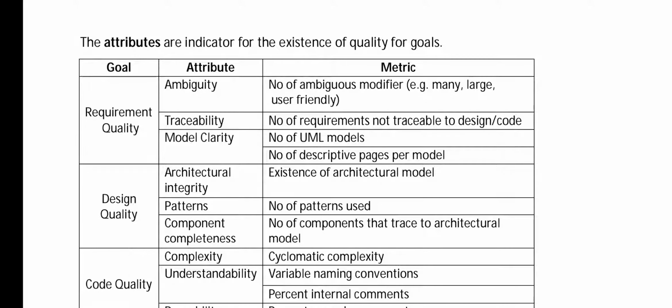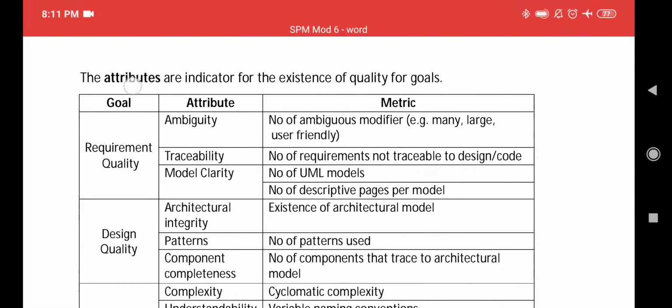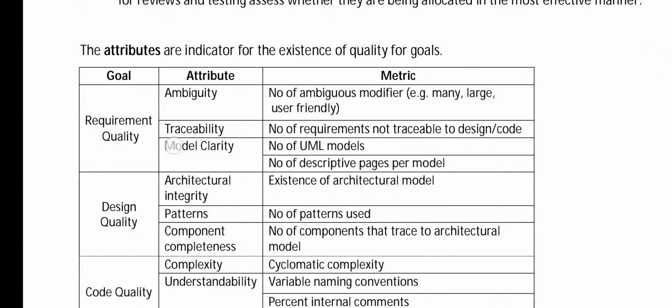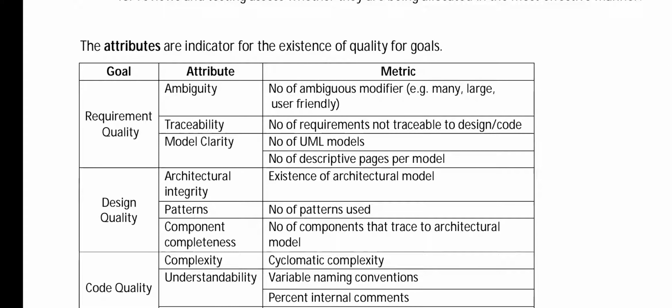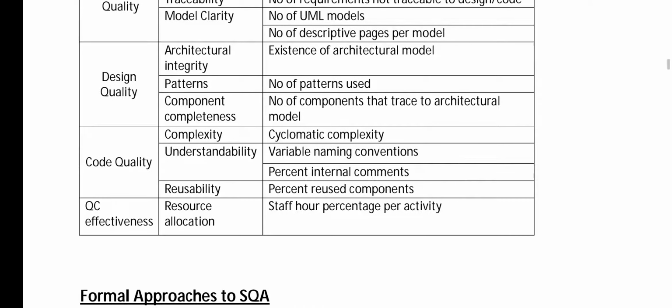Okay, so the main question is what are the goal, attribute and metrics. So we so far discussed the four main goals, as you can see here, and corresponding to each goal there are some attributes pertaining to that goal, and the metric or the unit in which that attribute would be expressed is given on the other side. Okay, for example, in requirement quality, you have the attributes ambiguity, traceability, model clarity, and ambiguity is concerned with the number of ambiguous modifiers. Okay, that would be the metric used in the ambiguity attribute. Like that, please follow the others.